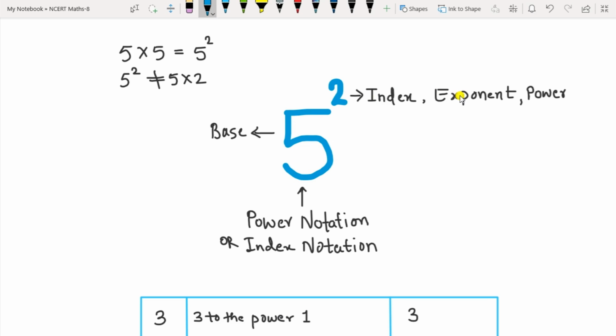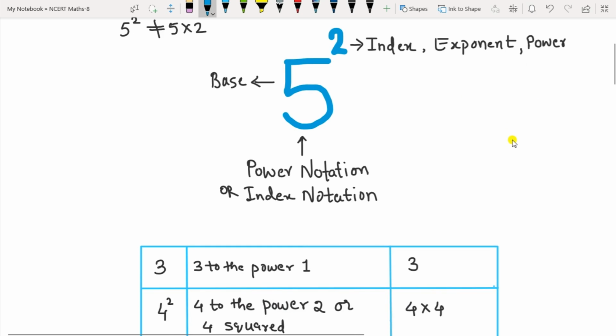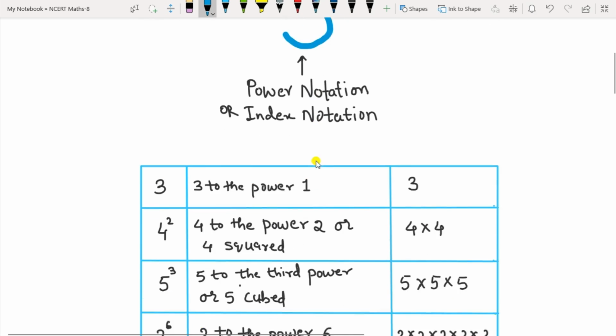Now exponents are often called powers or indices. It is one and the same thing, nothing different. In some other books it can be written as index or power also. So in simple terms, power is an expression that represents the repeated multiplication of the same number. Now let us move on.